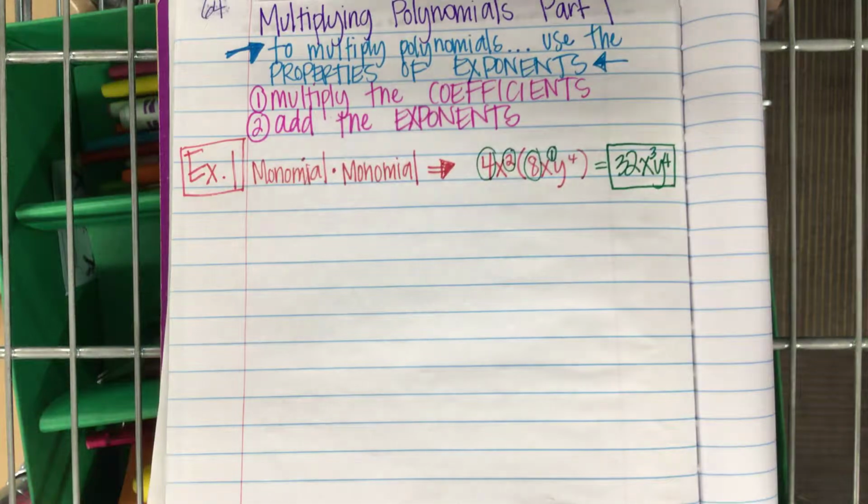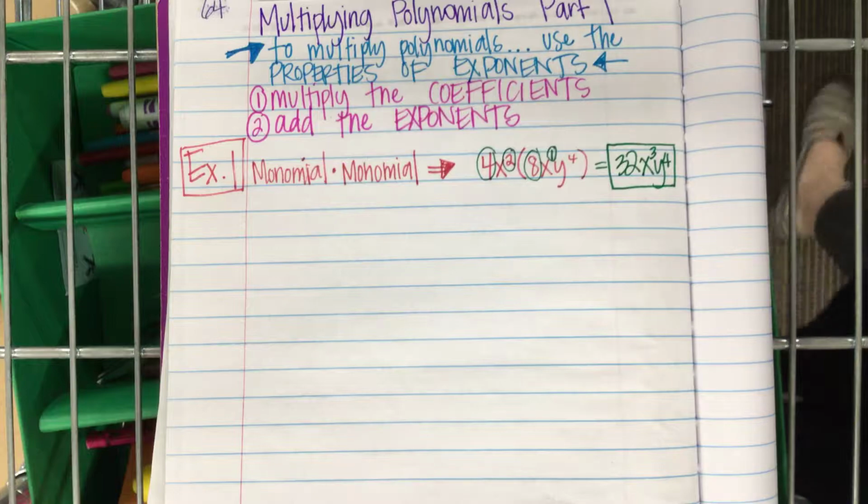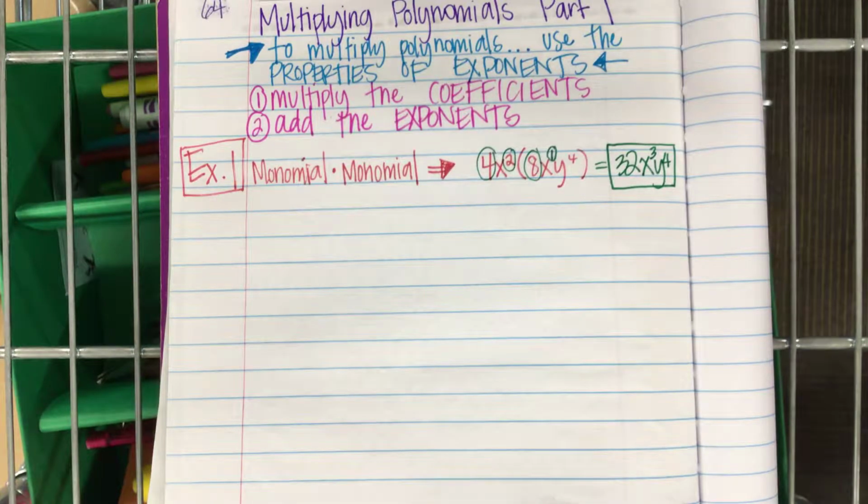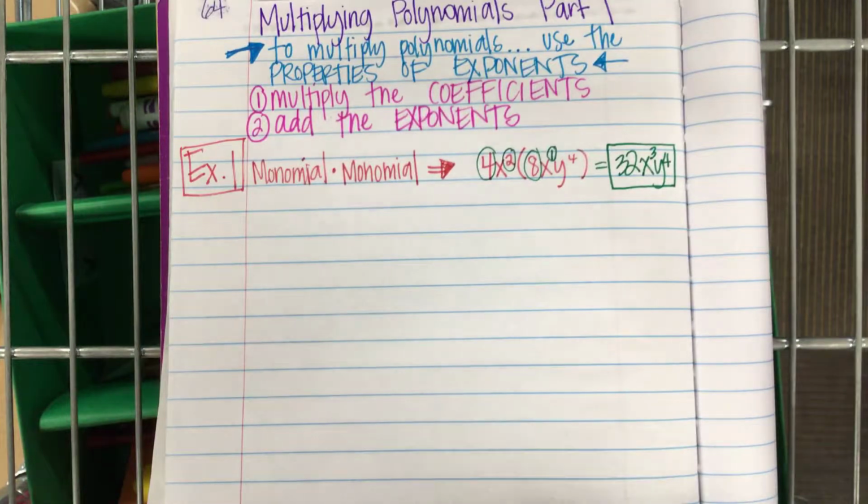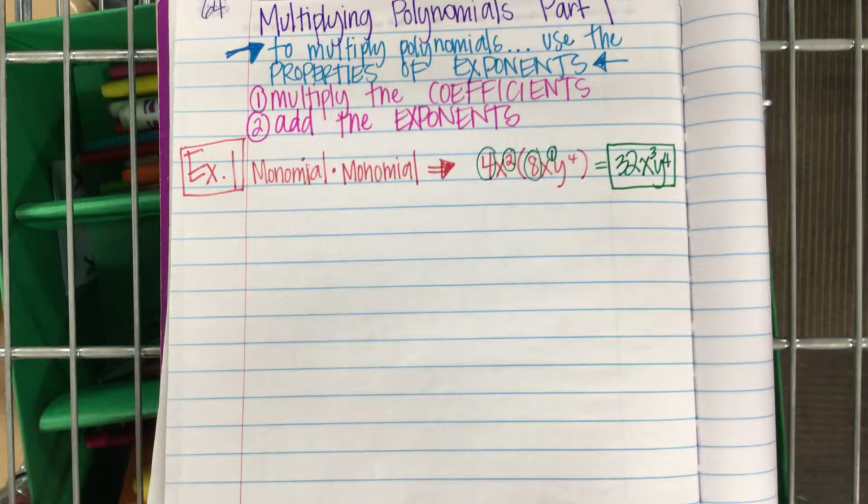32, x to the third, y to the fourth. A monomial times a monomial, we already know how to do this. This is from pre-algebra, properties of exponents. I thought standard form was greatest to least. No, it goes alphabetical, then greatest to least, silly goose. So y is never coming before x.